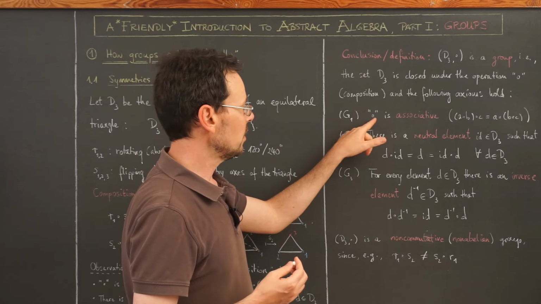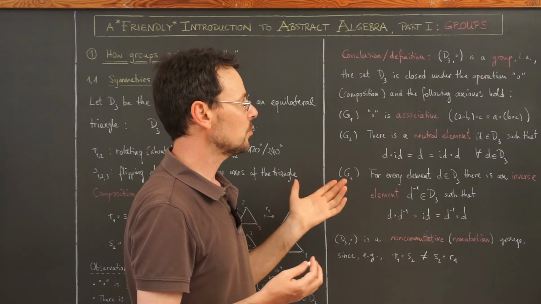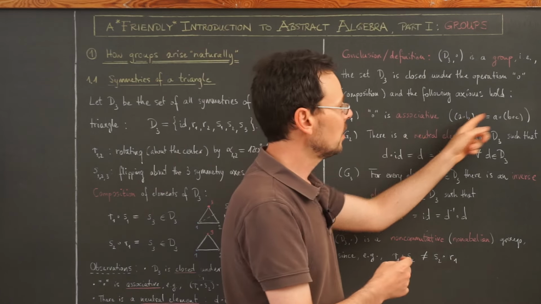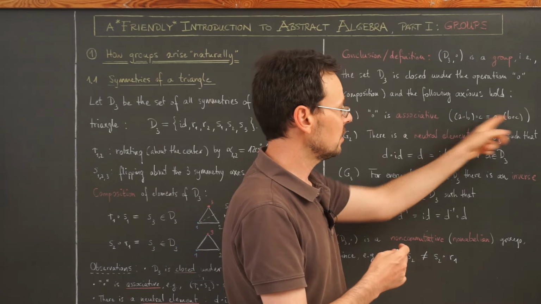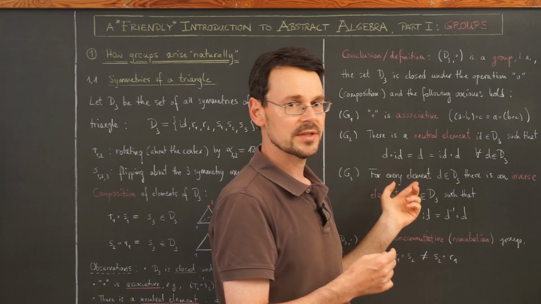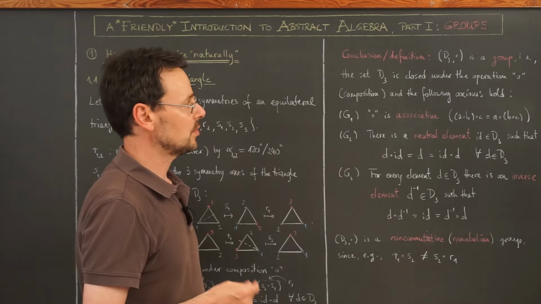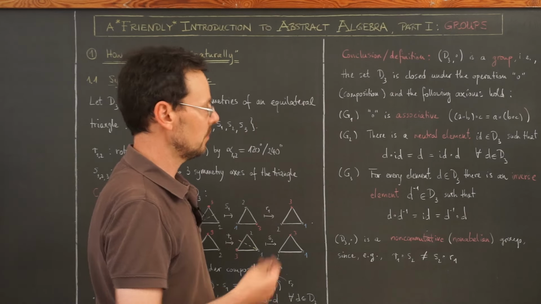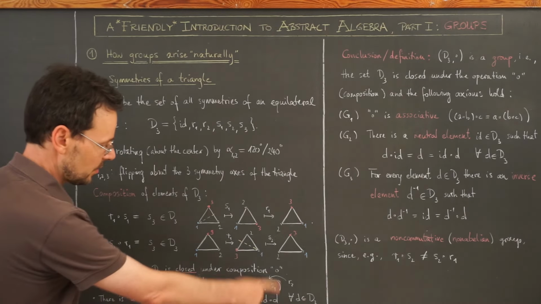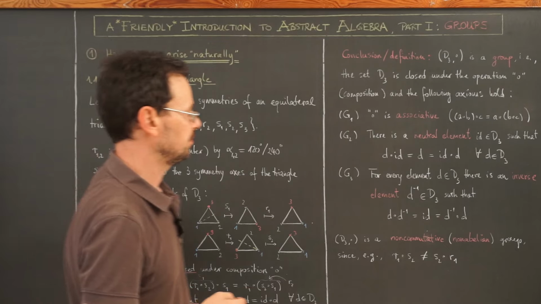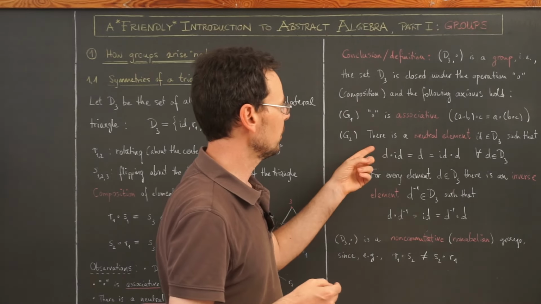Axiom number 1, this operation here must be associative, meaning that no matter where the parentheses here are, these expressions are the same. This is true because composition is always associative. And we saw that here in a special case, in an example.